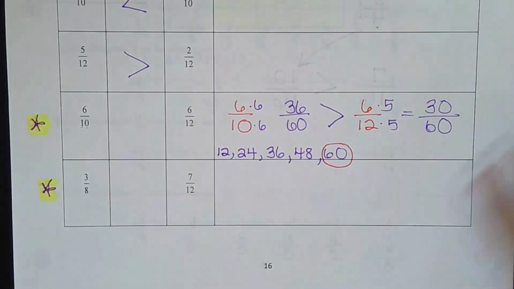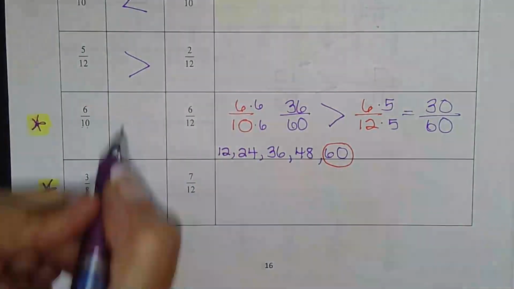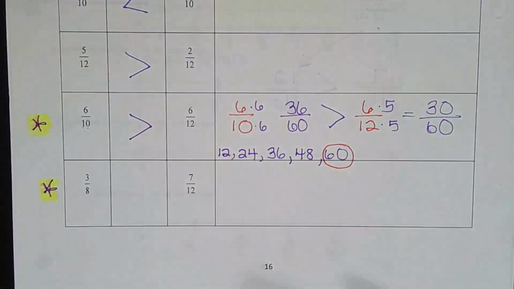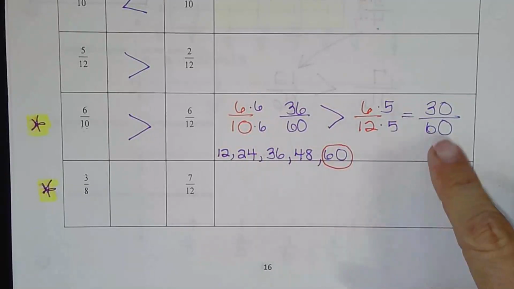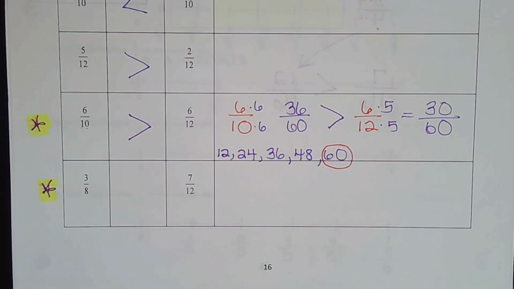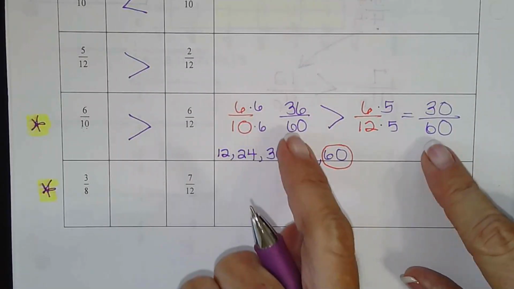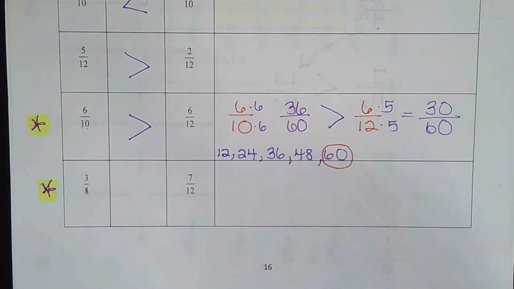So what does that mean? 6/10 is the largest fraction. And some of the problems on your test and quiz lead you through this. They say make them have a common denominator. Some of them will just say which one's larger. So you have to do the work on your paper without the prompting of Alex. You have to know to make them have the same denominator so you can pick the largest numerator.